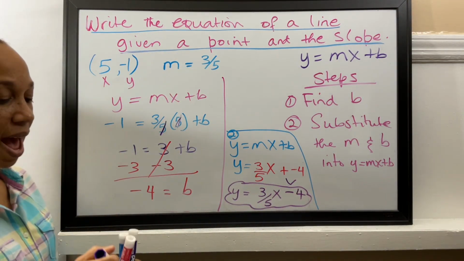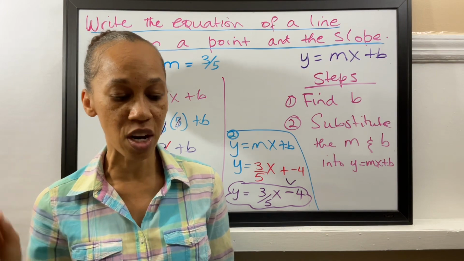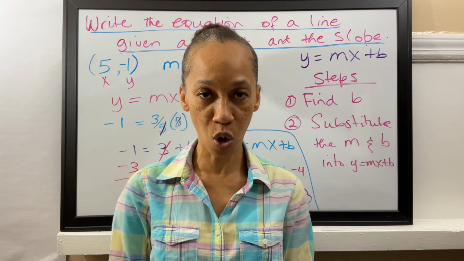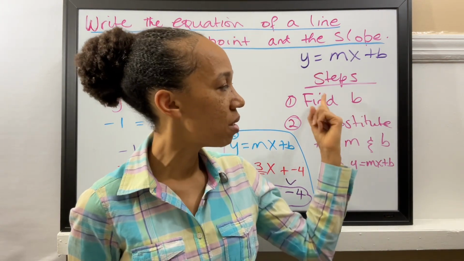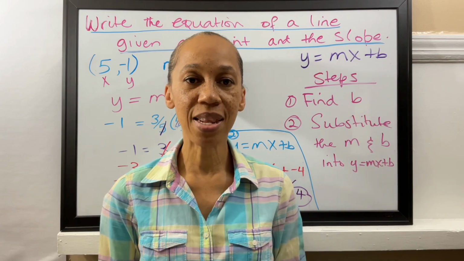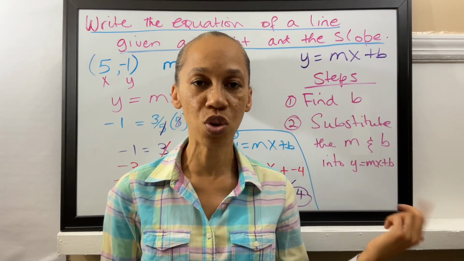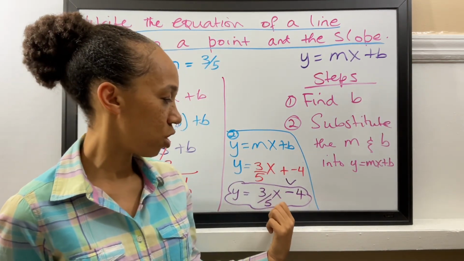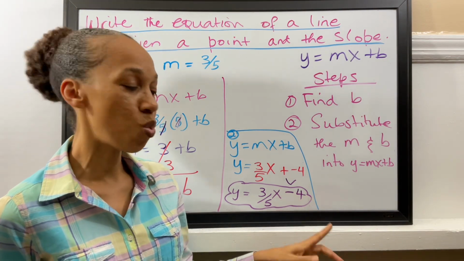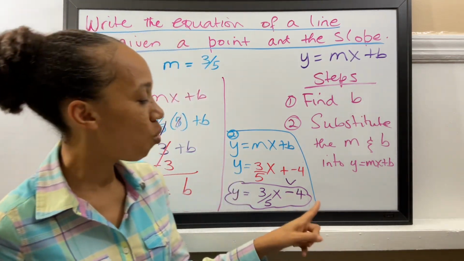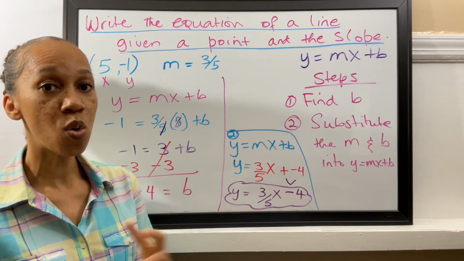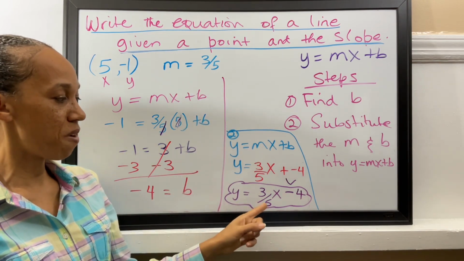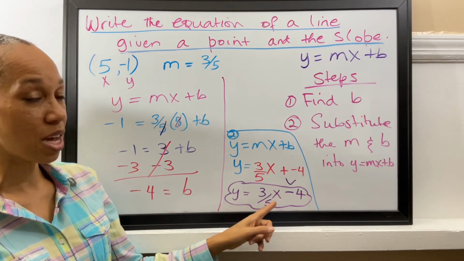So that's what I have today on writing an equation of a line, and we're talking about a linear line given a point and the slope. You have to follow the steps. Step 1, find b, and then you substitute your b and the slope into your y equals mx plus b form of equation, and you're able to write your equation. So this negative 4 is where the graph is going to cross the y-axis. The coordinate there would be 0, negative 4, and the slope was given to you 3/5. You notice that your slope is still in that equation right there.